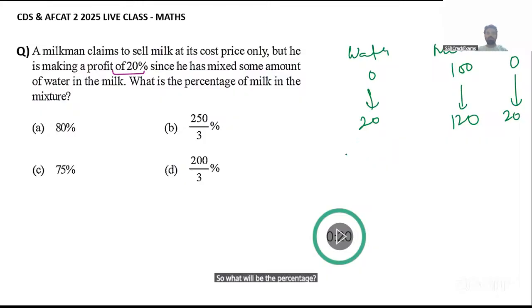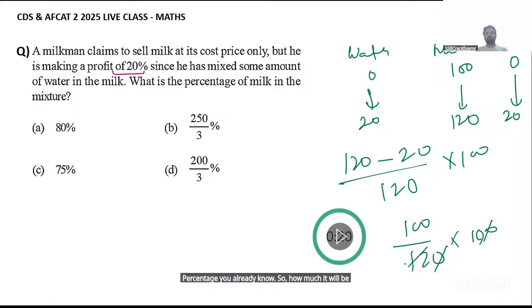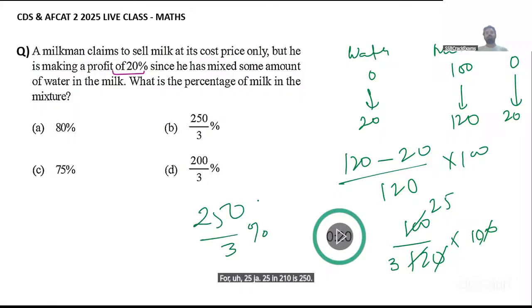So the percentage will be simply 120 minus 20 upon 120 into 100, if I'm not wrong. Okay, so this is 100 upon 120 into 100. Percentage you already know. So how much will it be? 4 3s are 12, 4 25s are 100. 25 into 10 is 250, and upon 3, so it is 250 upon 3%.